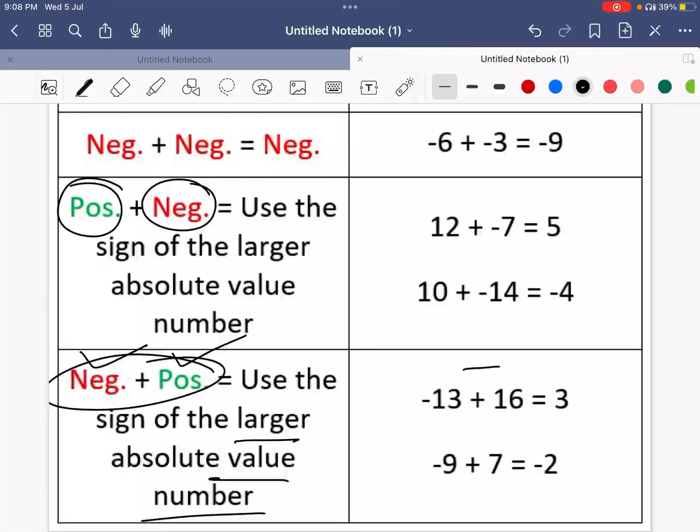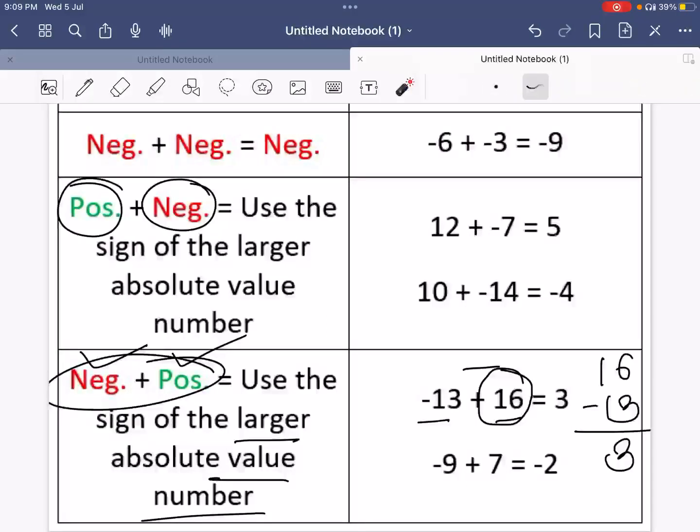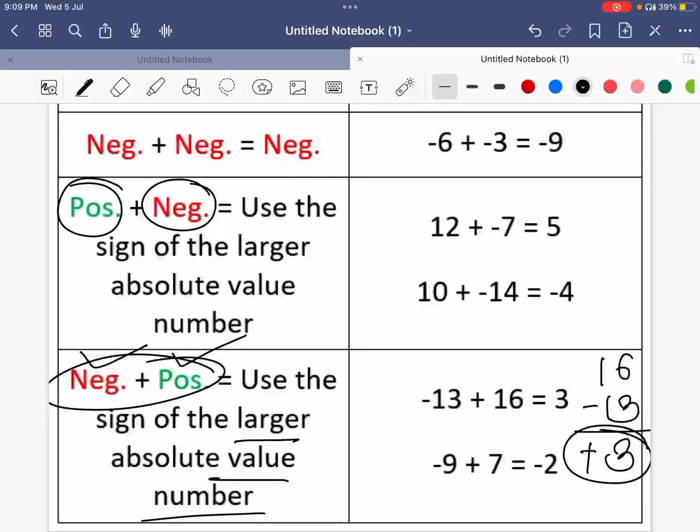So here, simply, minus 13 plus 16. Though we are adding these two numbers, see the signs are different, so simply take a subtraction. 16 minus 13, so your answer is 3. And what is our main logic? Use the sign of the bigger number. And here 16 is your bigger term, so write down here plus 3. So plus 3 is the correct answer.